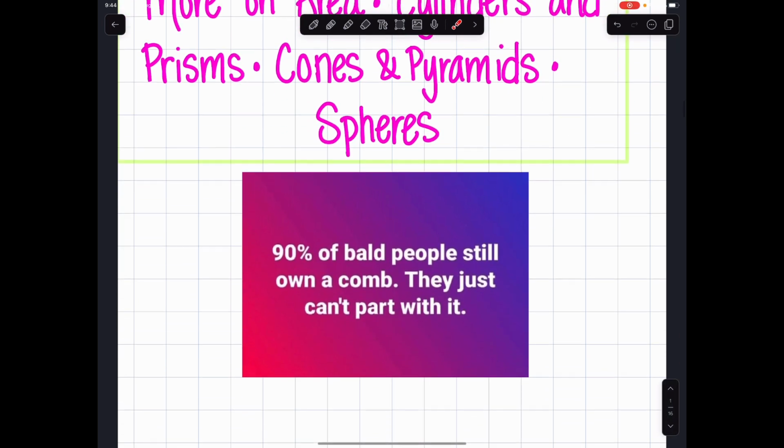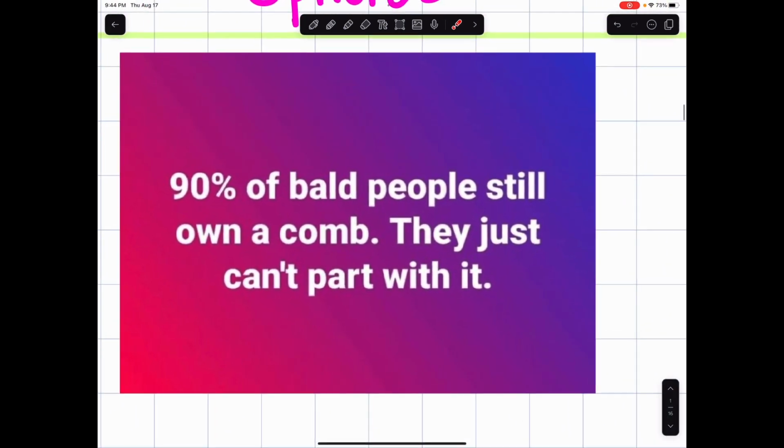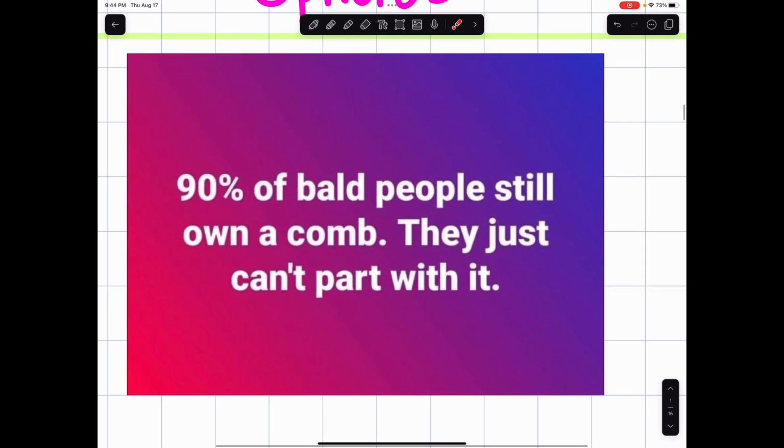All right, but before we jump in, did you know, fun fact of the day, that 90% of bald people still own a comb? Yeah, they just can't part with it. They can't part with it.